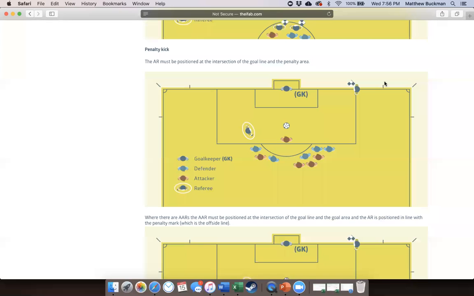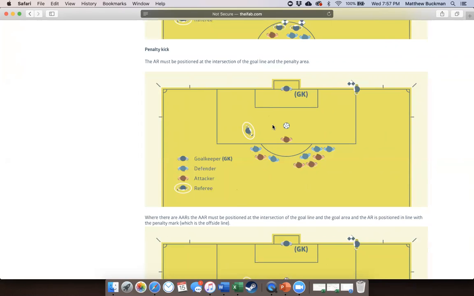Question, does the second AR have any responsibilities? As with anything else, there will be other players on the field that aren't up here right around the penalty area. So your job as the trail AR is to keep your eye on any of the other players on the field while this penalty kick is being administered.